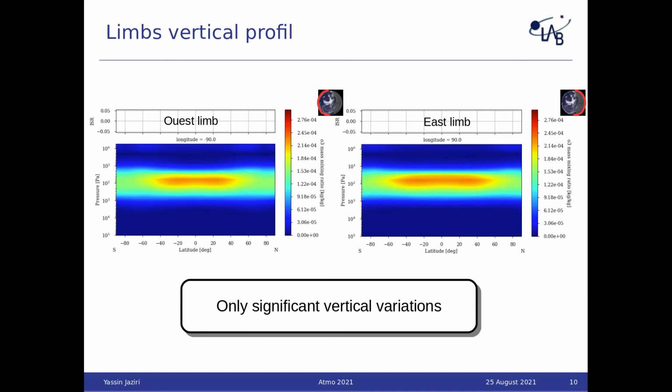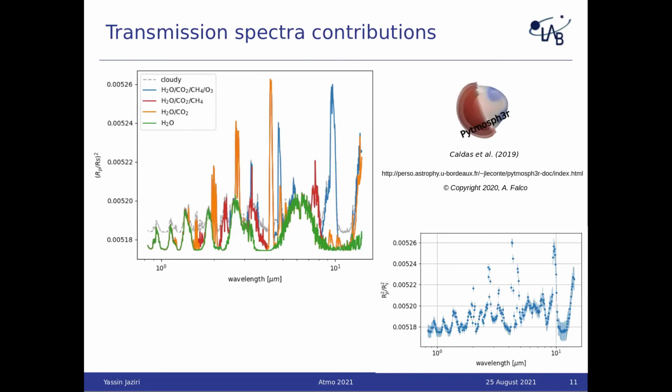What we do with all this 3D structure we compute with the GCM is that we can now compute theoretical transmission spectra thanks to the PyAtmosphere code, which takes into account the whole 3D geometry of the planet, and that's what you can see here. The computed transmission spectra of the planet with different contributions of the main species which are highlighted: water vapor, CO2, methane, and in particular the 5 and 10 micron bands of ozone.